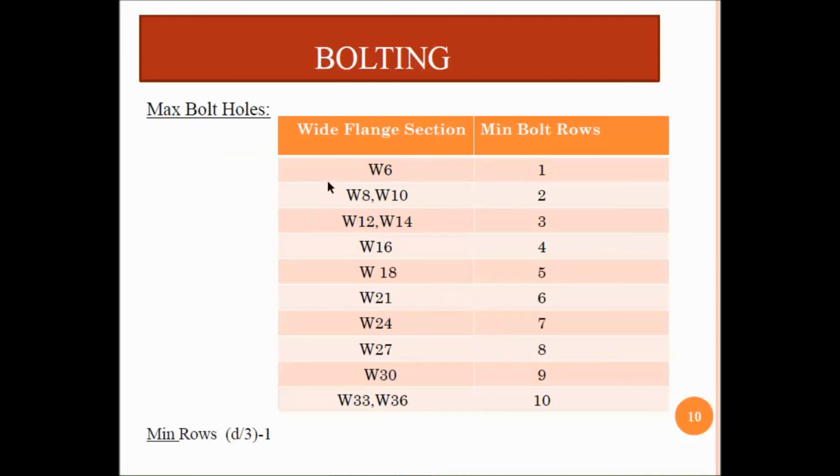And these are the maximum bolt rows we can have based upon the section we are going to use. If it is W6, we're going to have 1. If it is W8, W10, 2, and W12 and W14, we're going to have 3. In this way, these are the maximum bolt rows we can have based upon the section we are going to use.